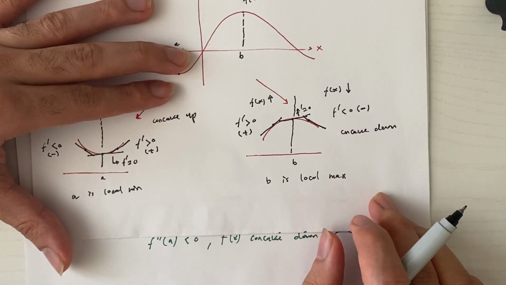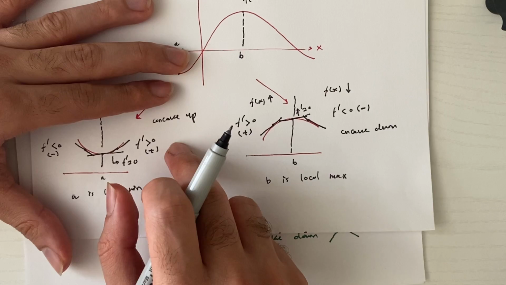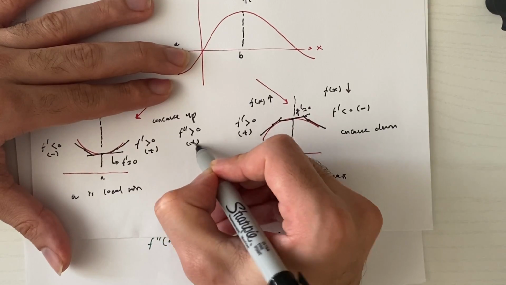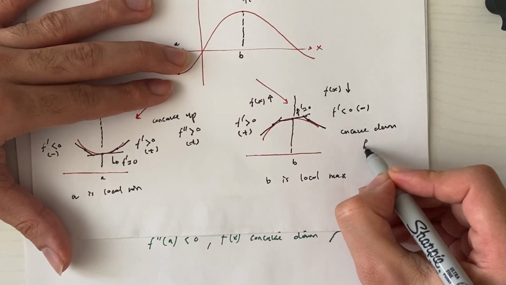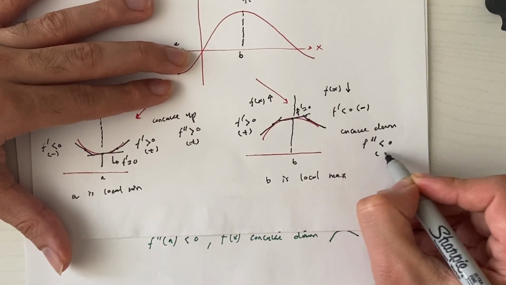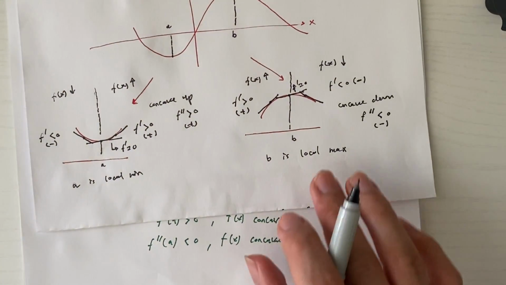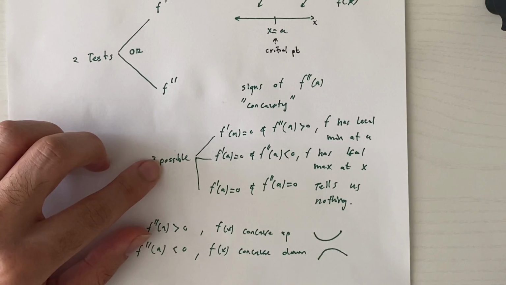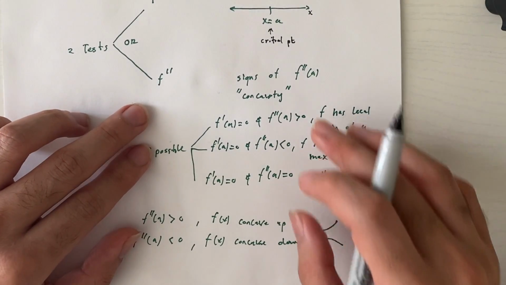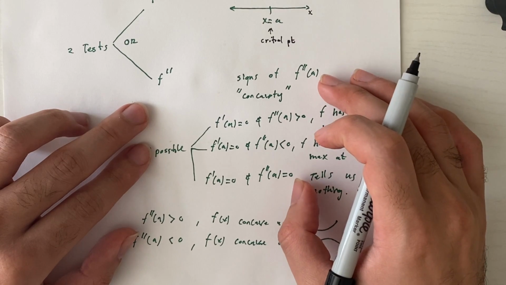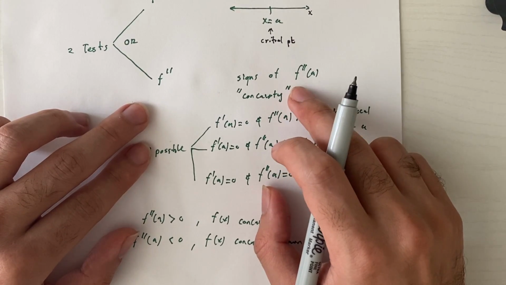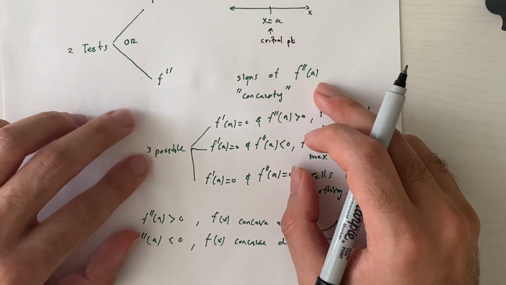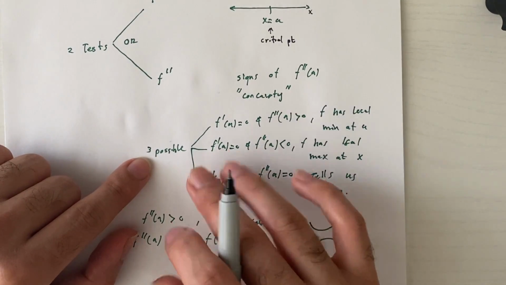In terms of the second derivative, if we have a concave up shape, the second derivative is positive, and with concave down, the second derivative is negative. So if we go back to the second derivative test, what we will see is that we determine the sign of the second derivative at the critical point. And here we have three possible scenarios.